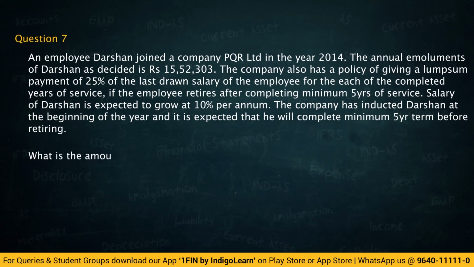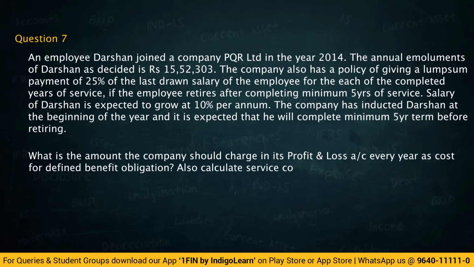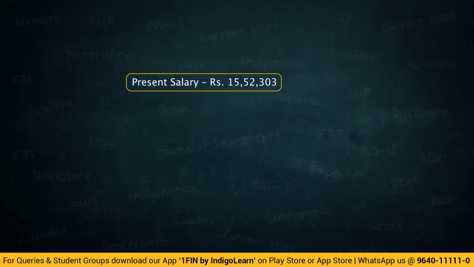What is the amount the company should charge in its profit and loss account every year as cost for defined benefit obligation? Also, calculate service cost and the interest cost to be charged per year, assuming a discount rate of 8%. Friends, today Darshan's salary is 15,52,303. If this person is going to serve at least 5 years, then what is the last drawn salary when it is given that every year salary will increase by 10%?